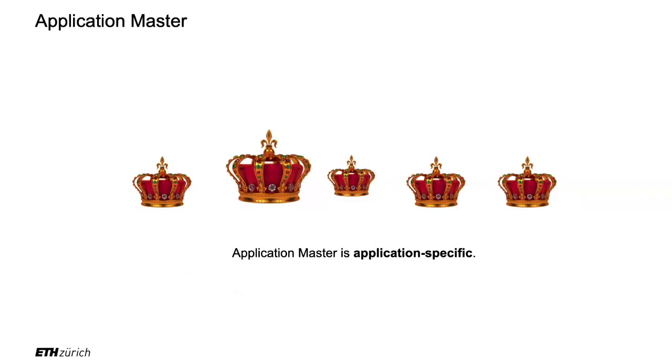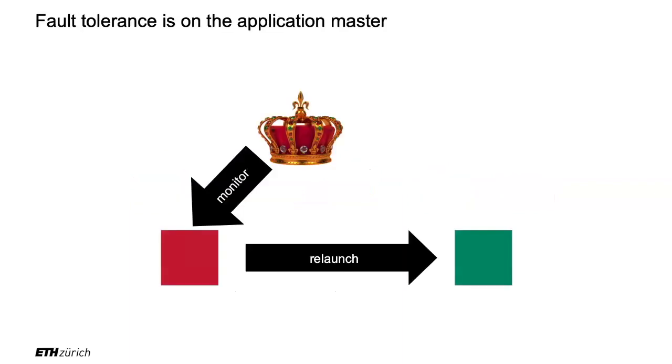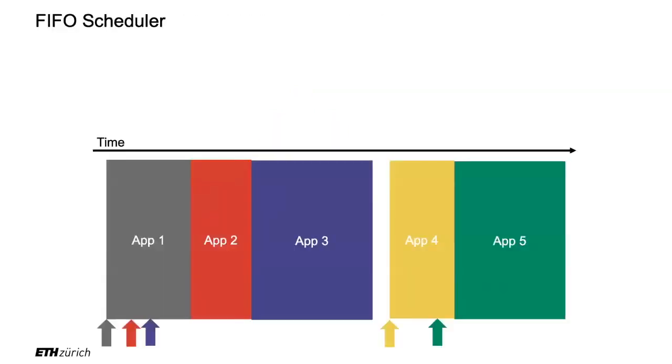The application master is also application specific. There is something for MapReduce, there is something for Spark and so on. So Yarn is fully agnostic of the technology you're using. It doesn't care if it's MapReduce or Spark or anything else, right? It's fully general. It's the job of the application master, the crown here, to monitor for a failed task, for example, a task that failed, and relaunch it with some other container, right? That's the task of the application master.